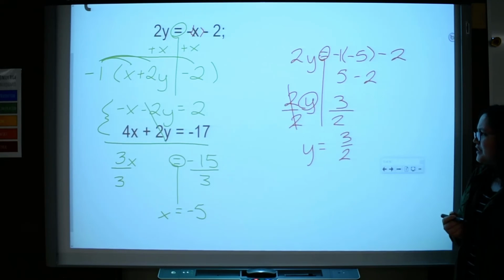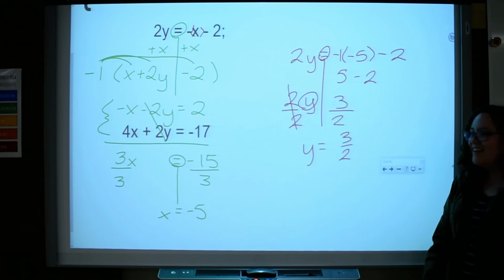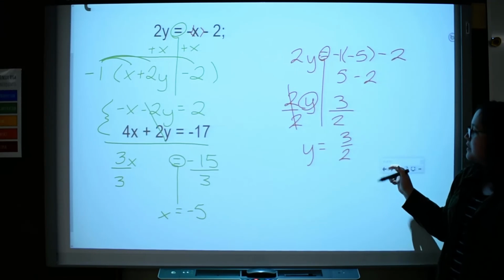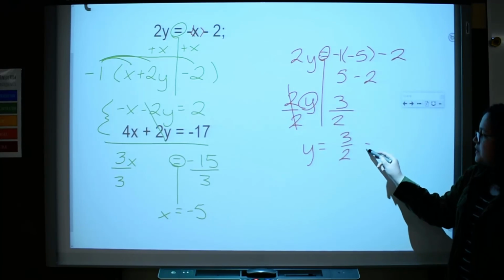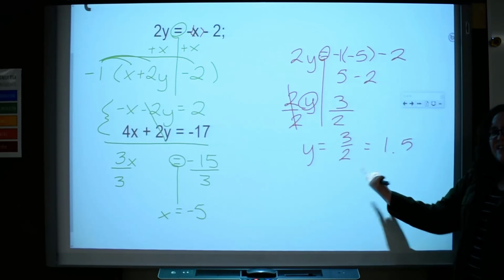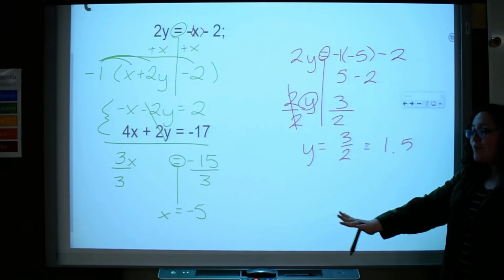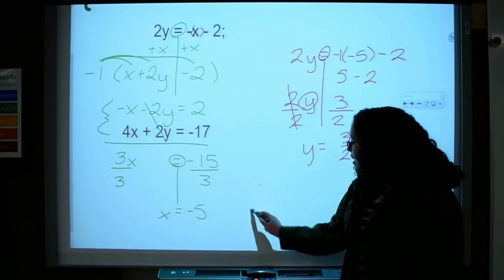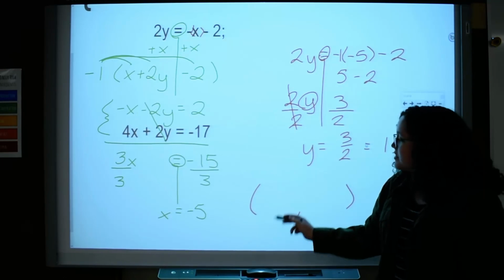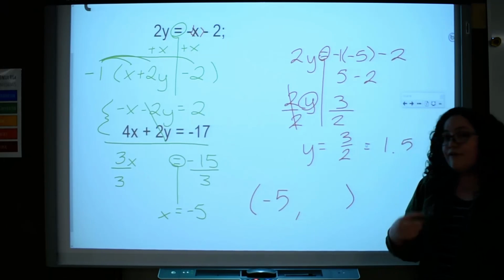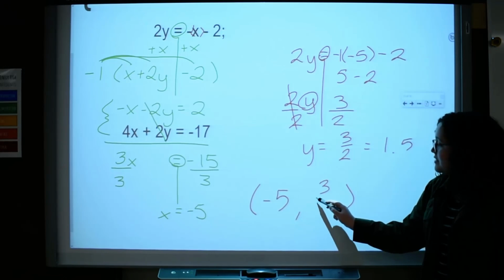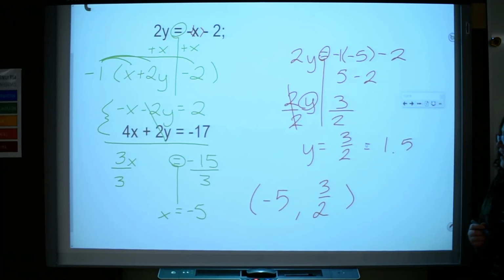Whoa. Fractions? I see it. It's not a perfect answer. Oh no, what are we going to do? Well, we're going to leave it as a fraction. That's all we're going to do. That's our answer. If we want to turn it into a decimal, we can. Technically speaking, this is also 1.5. Either answer is correct though, but it's not correct if you stop here. This isn't our answer. Our answer still needs to be an ordered pair. So we've got the negative 5 for x, and for y, I'm going to use that 3 halves. There you are. See, that wasn't so bad. Fractions are not that scary.